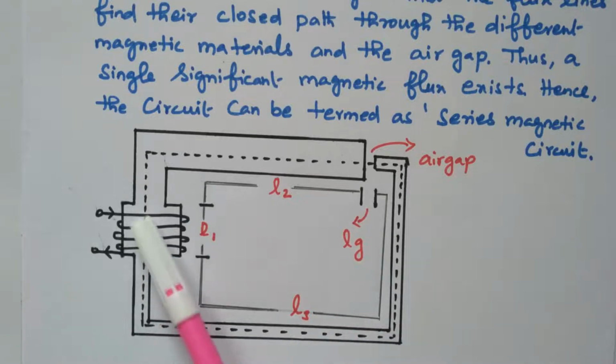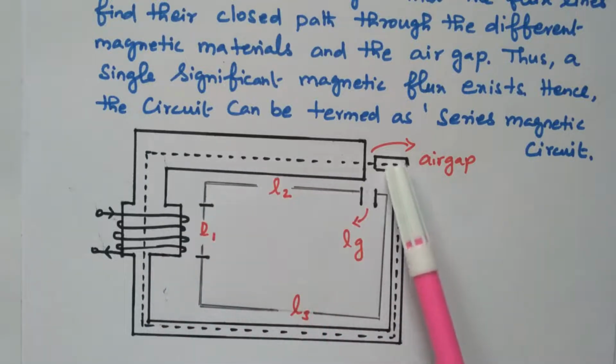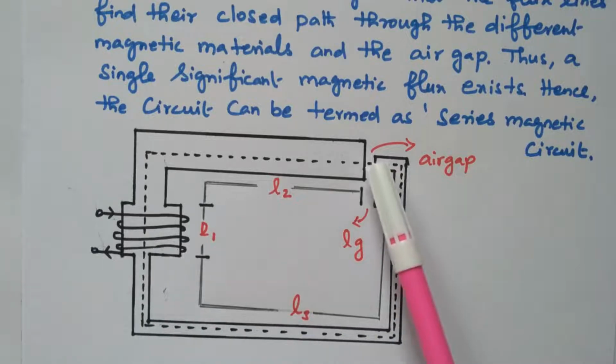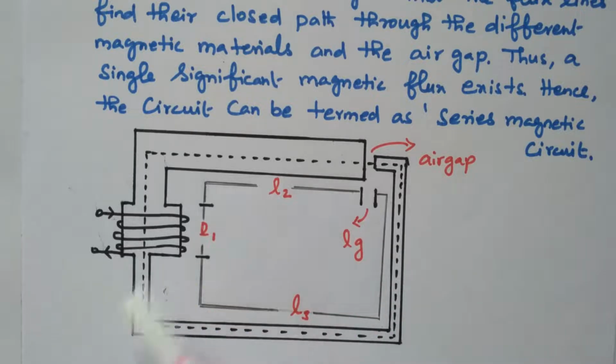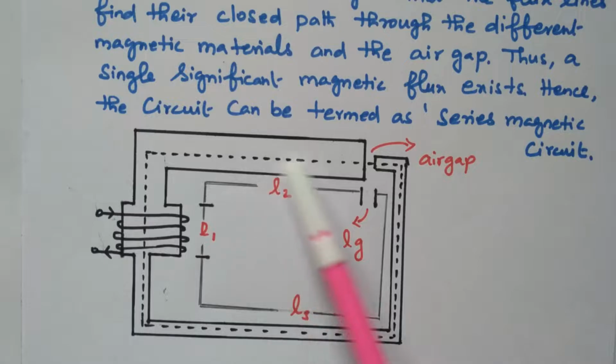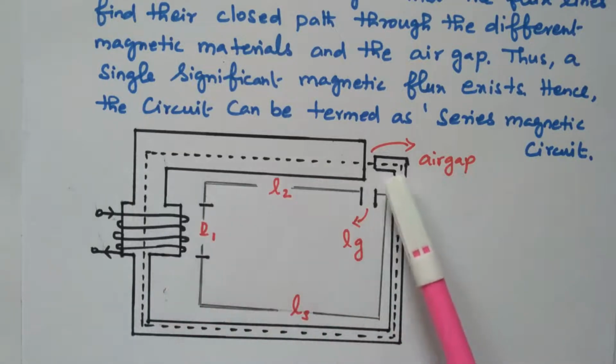When the coil is excited, the flux is produced. The flux follows a single path, flowing through all three different magnetic materials as well as the air gap. The flux is not diverted. The same flux is available across all three magnetic materials and the air gap, so it is called a series magnetic circuit. Now we will go for the further analysis.